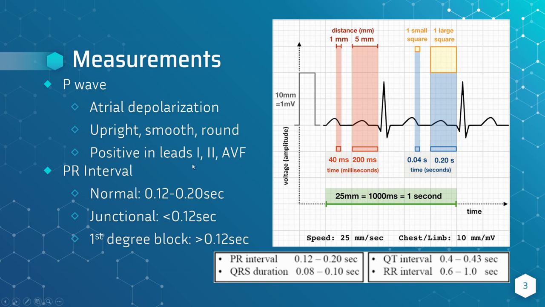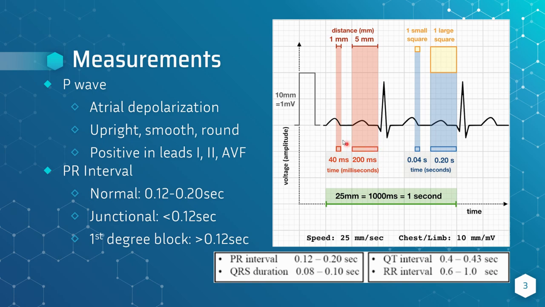Now, on a rhythm strip, you'll notice that there's different measurements that we do when we get calipers for patients, or if the computer does it automatically. So a small box here is considered 40 milliseconds, and then one big box that's shaded in gray is 200 milliseconds. So going across here, horizontally, it'd be 200 milliseconds. That's important because when you do these measurements, it falls under a certain criteria for each rhythm.